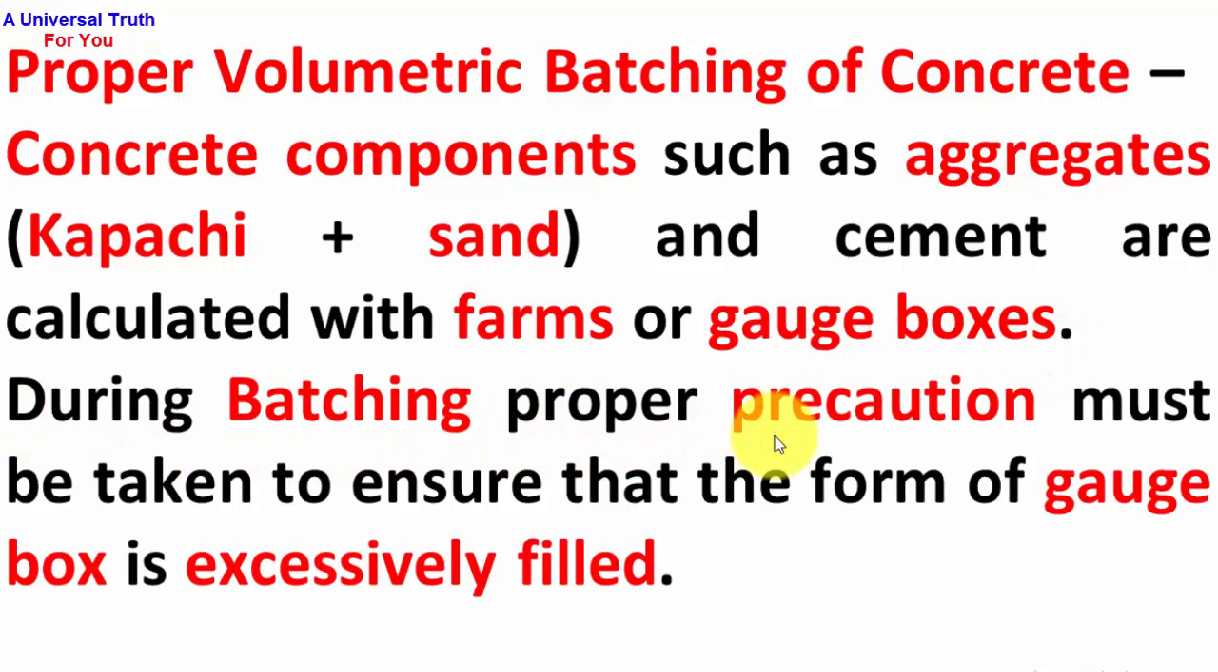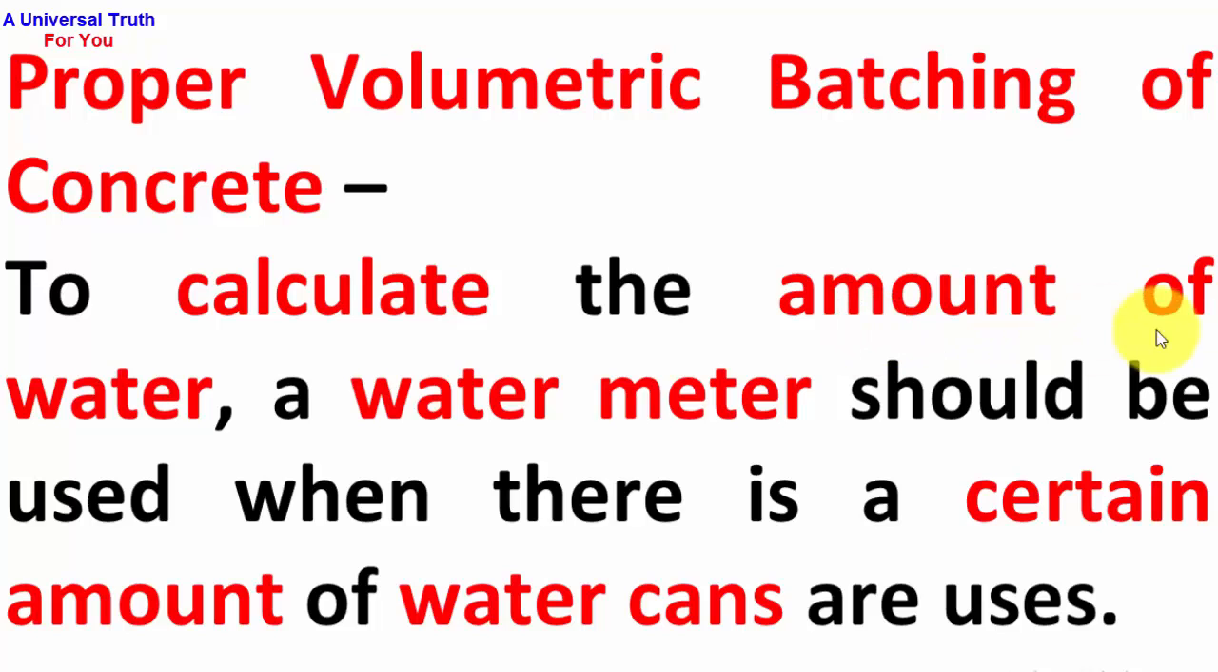During batching, proper precaution must be taken to ensure that the form of the gauge box is not excessively filled. To calculate the amount of water, a water meter should be used. When there is a certain amount of water, cans are used.